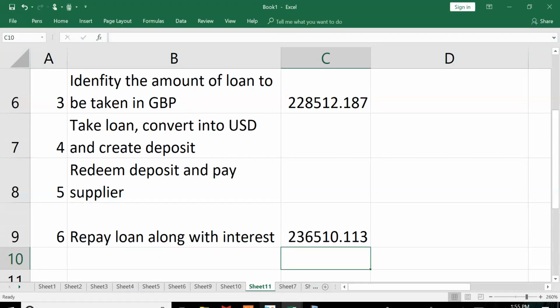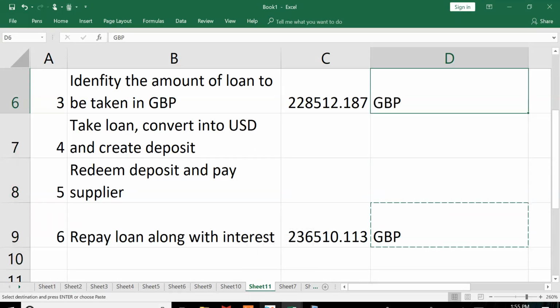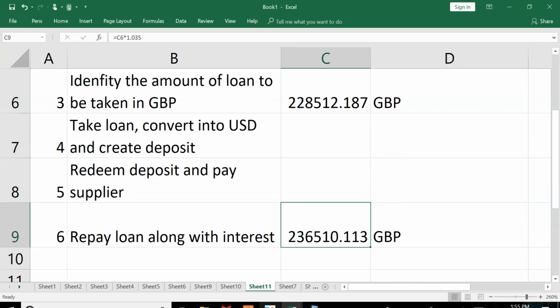Repay loan along with interest. We have done money market hedge multiple times. Let me know in case there is still a doubt. In case there is a doubt, I want to focus more on the last one, which is your currency option. My focus will be on the currency option part. Let's quickly complete this. Any doubts on this?